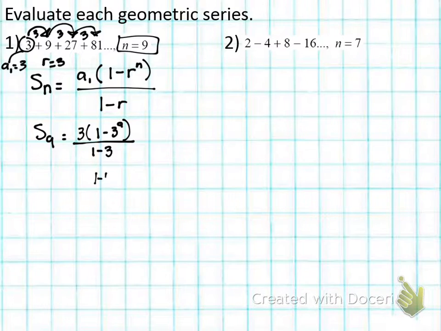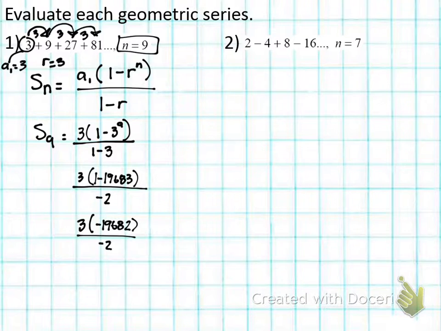So it's 1 minus 19,683, all times 3, over 1 minus 3, which is negative 2. And then if I were to subtract that amount, you just have a negative number with a smaller absolute value. So it's going to be negative 19,682 all over negative 2. And then we go back to the calculator and that's your answer, okay?